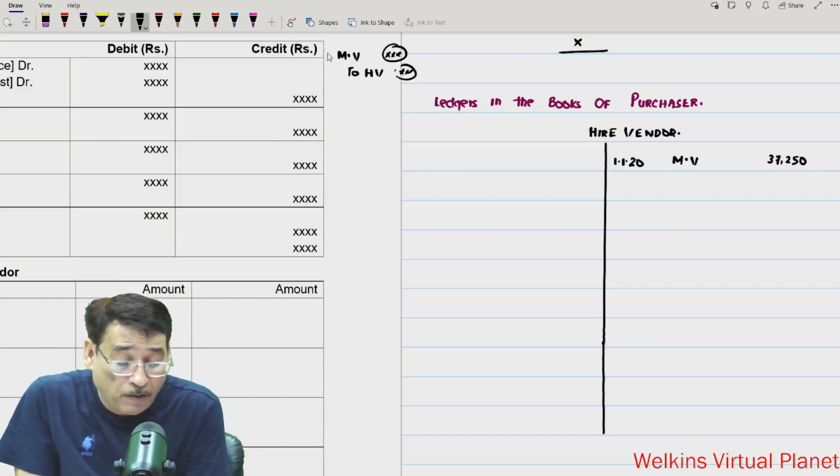Then, in the beginning, means on the first day, on the same date, we are going to make the payment to the hire vendor. My entry will be hire vendor account debit to bank account. Correct?